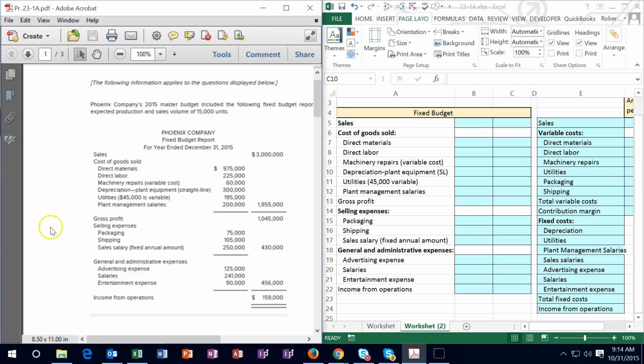Now the first thing I'm going to do is snap this on this side and put our Excel sheet on this side. I'm just going to do some data entry. I'm going to put this information into our Excel sheet over here. One, it's good to practice data entry, and two, it's good to have our numbers over here so that we can use formulas in order to work the problem. So sales is 3 million. Just going to plug that in.